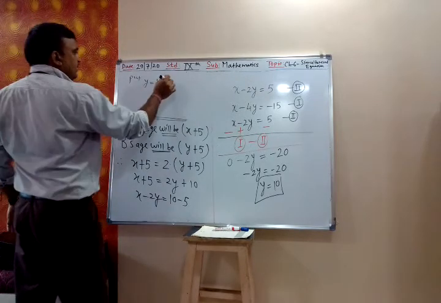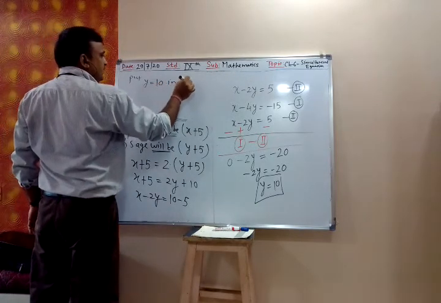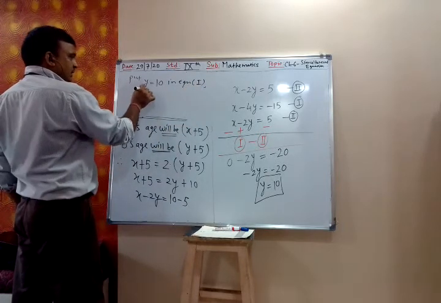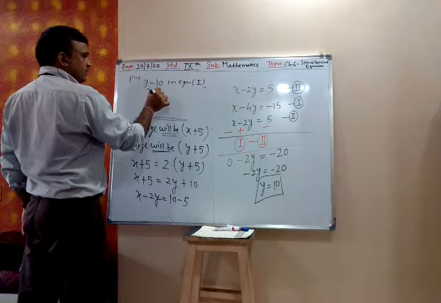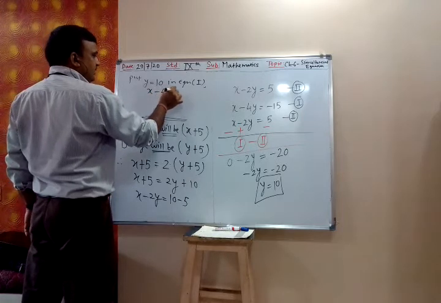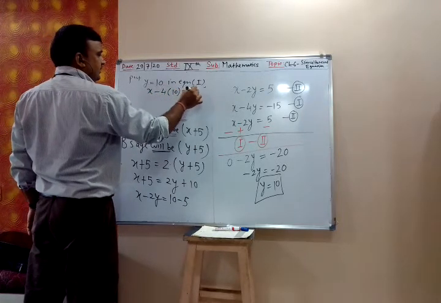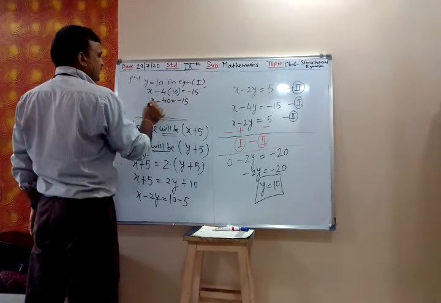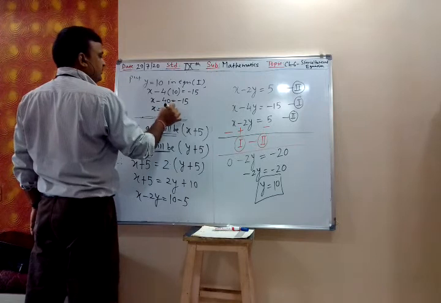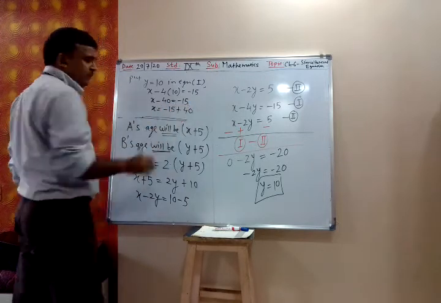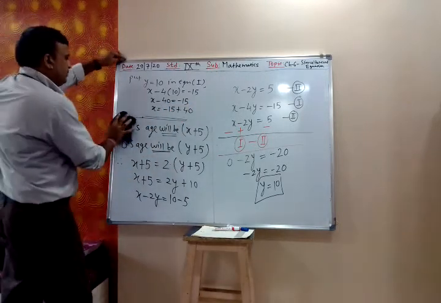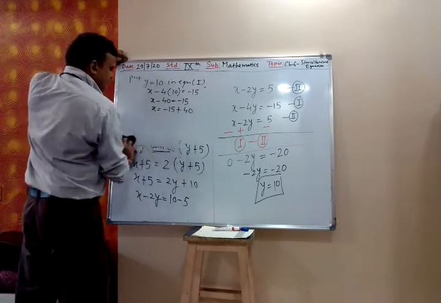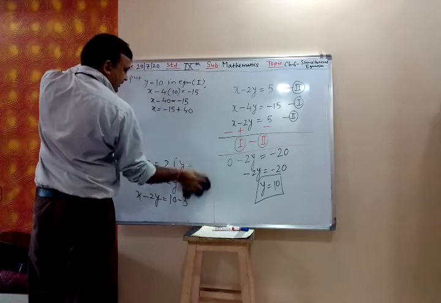Put y is equal to 10 in equation 1. What will you get? Equation 1: x minus 4 into y, which is 10, equals minus 15. So x minus 40 is equal to minus 15. So x is equal to minus 15 plus 40. So x is equal to 25, and y is equal to 10.